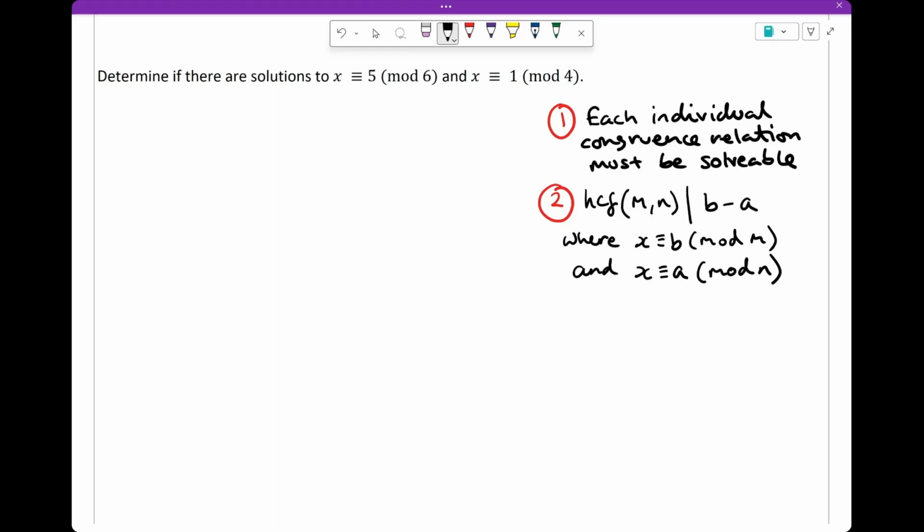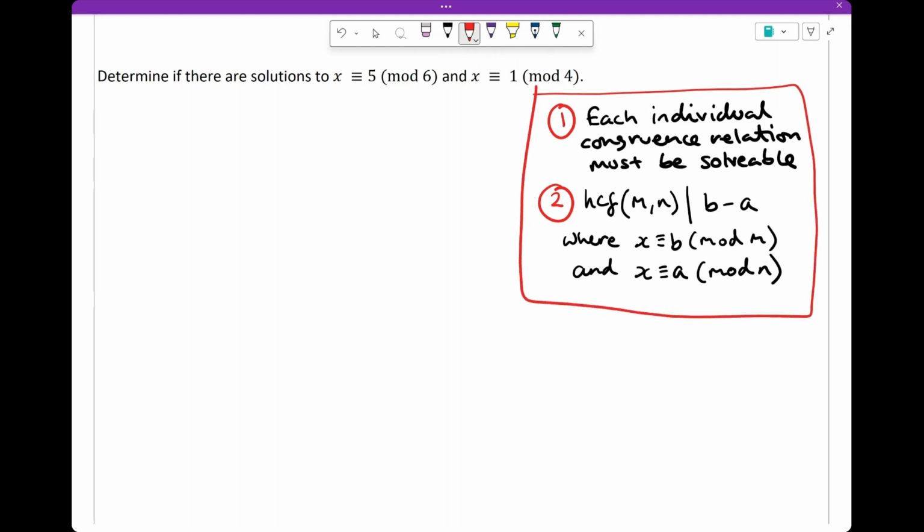In this video, we are going to check if a pair of simultaneous linear congruences have solutions. So I've got my check for solutions written over here on the right. We've got two steps to do. The first one is checking that each individual congruence relation must be solvable.